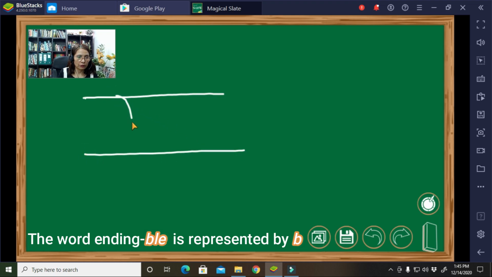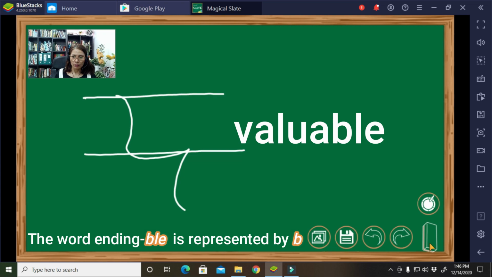The downward curve occupying 1/2 of the space and a long forward curve. Then the word ending B. The word now is, yeah, right, it is valuable. Next.